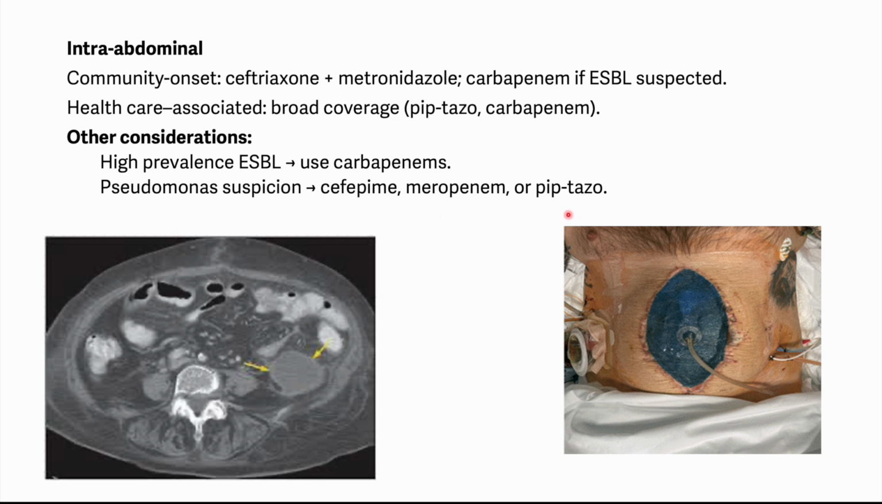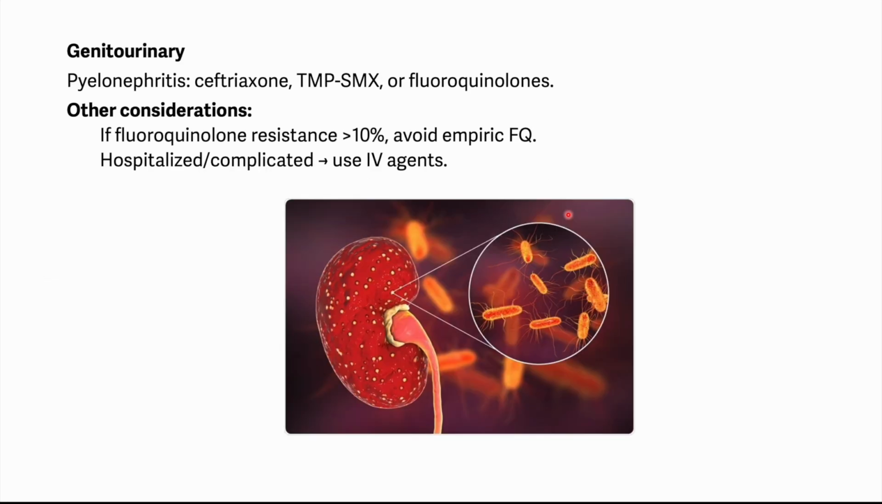In genitourinary cases, we usually see pyelonephritis, where we should give ceftriaxone, TMP-SMX, which is trimethoprim sulfamethoxazole, or fluoroquinolones. Other considerations: if fluoroquinolone resistance is more than 10%, avoid empirically giving fluoroquinolones. Then, in hospital or complicated cases, use IV agents.